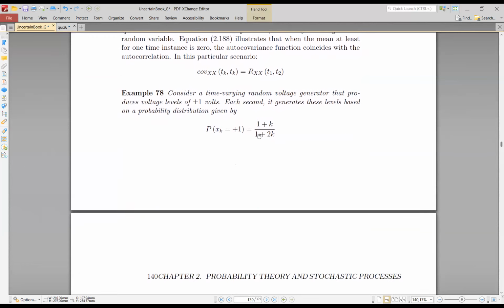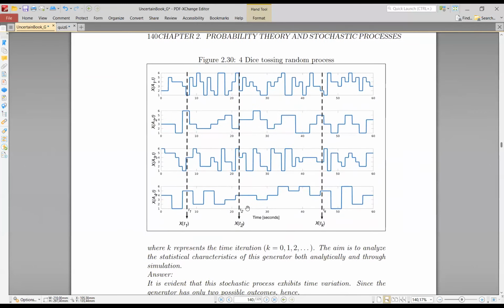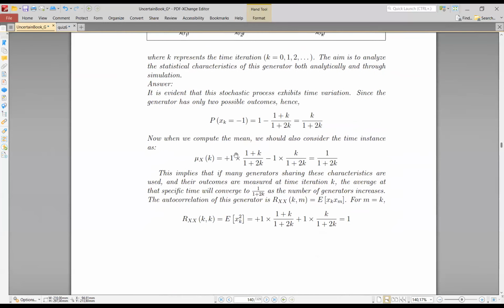After that, we took this example where we have a random process which changes between +1 and -1, but it changes with time. The probability of getting +1 is equal to 1 plus k divided by 1 plus 2k. And of course, the probability of getting -1 will be 1 minus this value, because the total probability must be 1. And in this case, we got this as the probability of being -1.